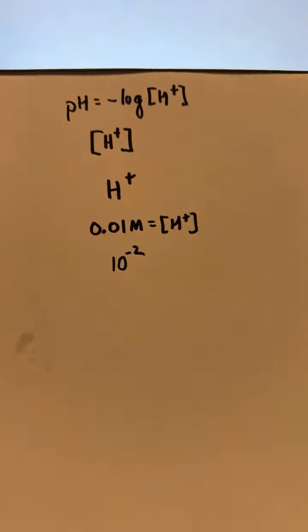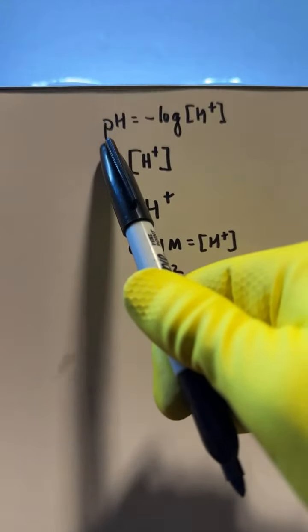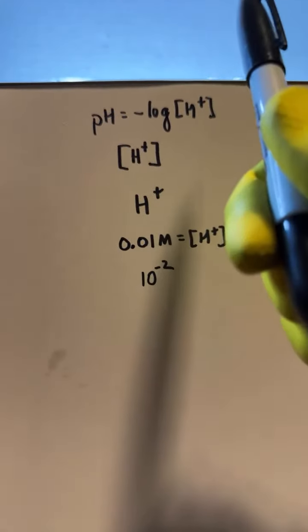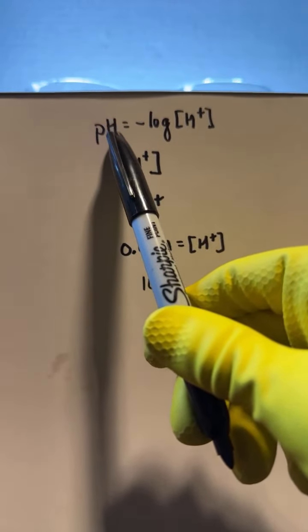0.01 is the same thing as 10 to the minus 2. And if I pop that 10 to the minus 2 in there, what you're asking is, what is the power of 10 of the proton concentration? That's really what you're asking. What's the power of 10 of the proton concentration?